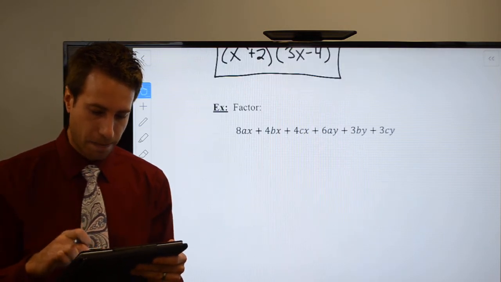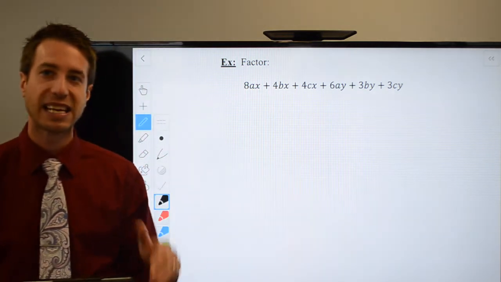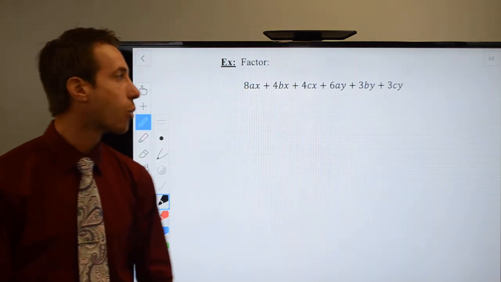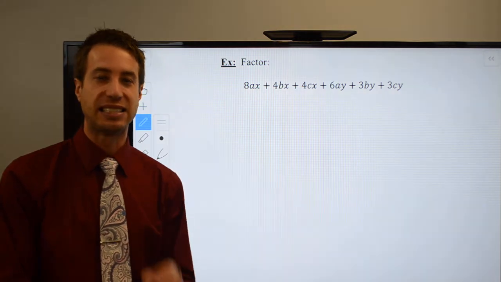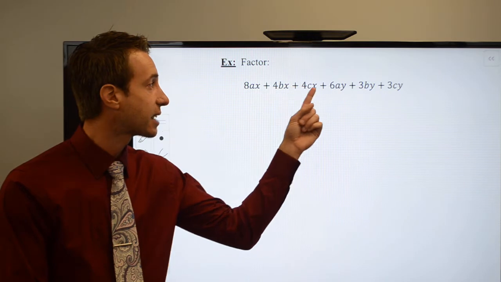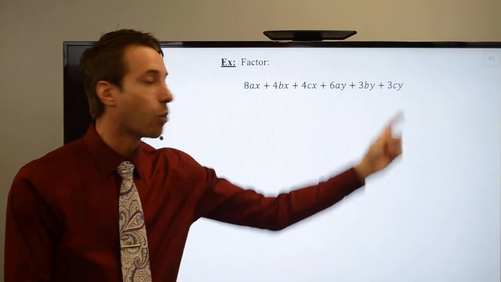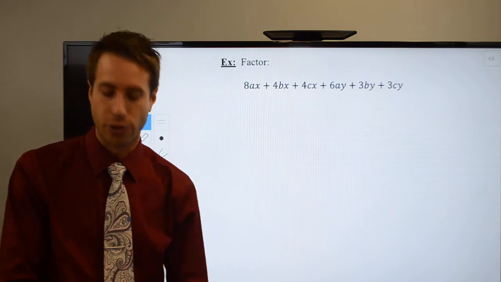So let's try another one. We'll go through this one a little quicker. This one's got way more terms in it. Again, though, here's the idea. You're going to want to group together terms that you recognize definitely are going to have a GCF. Please notice I have x, x, x, y, y, y. A good bet is that you're going to want to group together those terms.